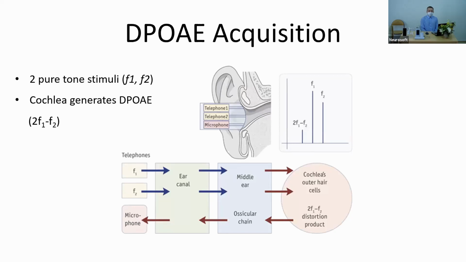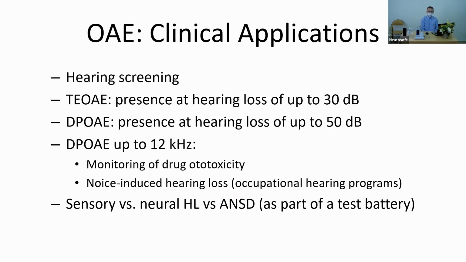So it's important that two independent speakers produce these two pure tones, which enter the ear canals and middle ear to the cochlea's outer hair cells. And we get this response, which we record by the microphone in the probe.